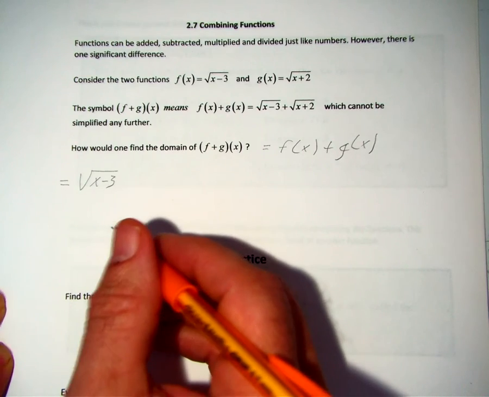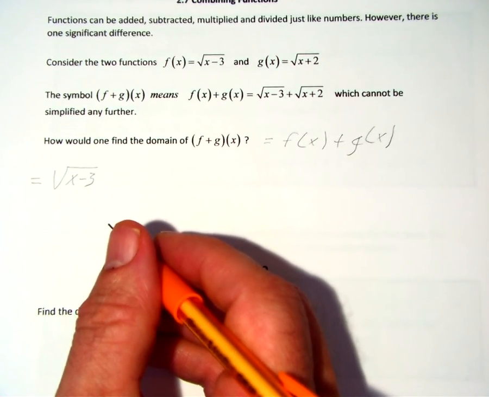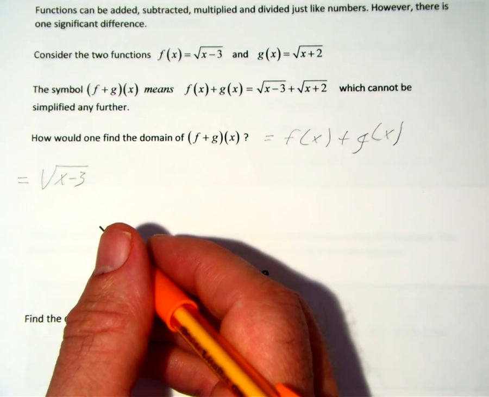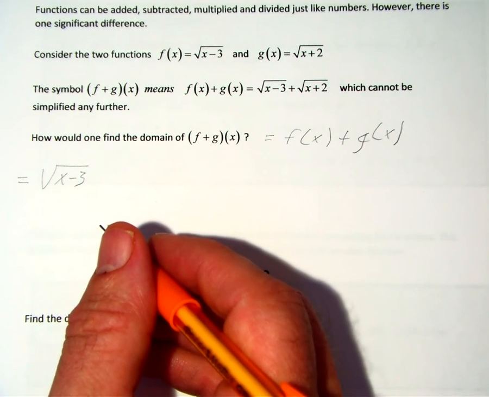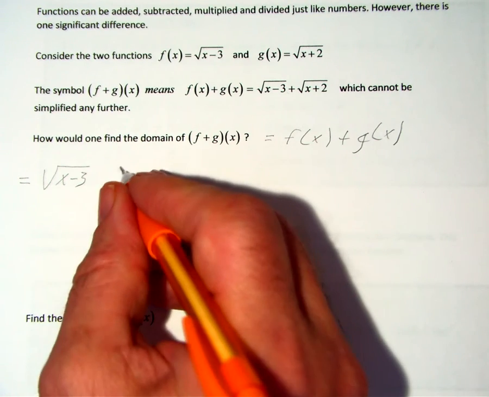Square root of x minus 3. So we have x minus 3 there, and then plus the square root of x plus 2.